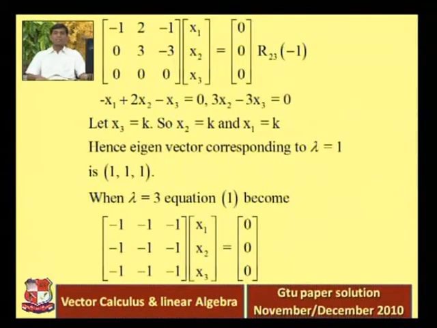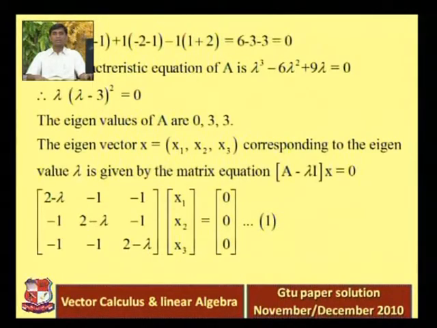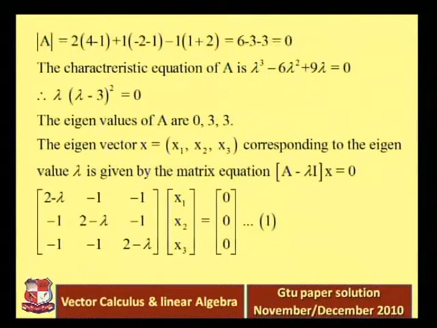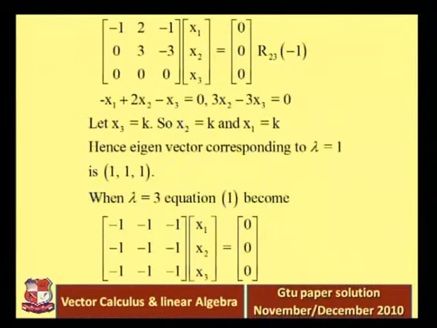Now when lambda is equal to 3, next we have to find the eigenvector corresponding to lambda is equal to 3. So just put lambda is equal to 3 in equation 1. The first row becomes -1 -1 -1, the second row becomes -1 -1 -1, and the third row is also -1 -1 -1. So all three rows have the same elements, -1 -1 -1.